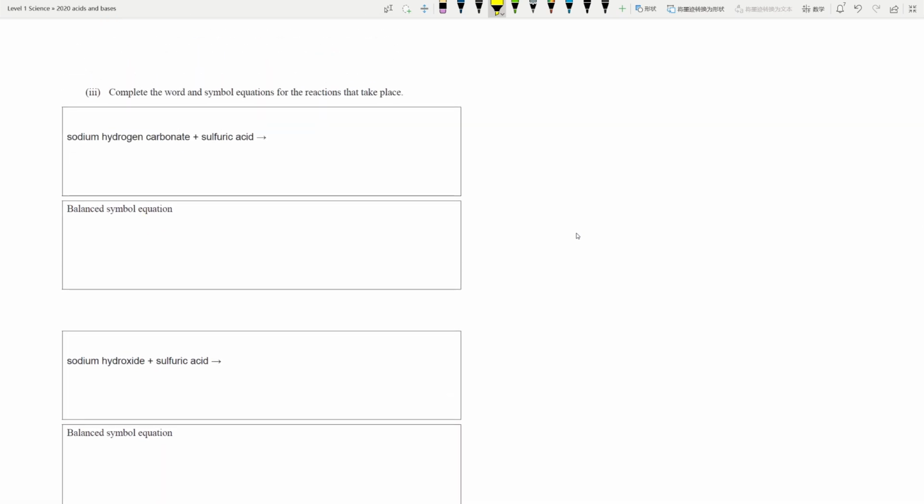Now if you're only going for Achieved, the word equation is something you must be able to do. If you're really confident with balancing symbol equations, you don't even need to do the word equation. A word equation is Achieved only. So you can leave it completely blank and just do the symbol equations to get a Merit or Excellence. But let's just go from the beginning. So this is sodium hydrogen carbonate plus sulfuric acid. So we make salt, water, and CO2.